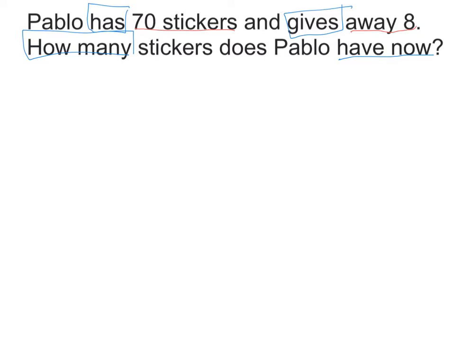All right, so in your number sentence, you should have the number Pablo starts with, the subtraction sign, and the number Pablo gives away. And of course, we want to know what that equals, which we don't know. This is our question. So my story gives me this number. It's right after has, and it's right after gives away. Okay. So make sure your number sentence has those things.